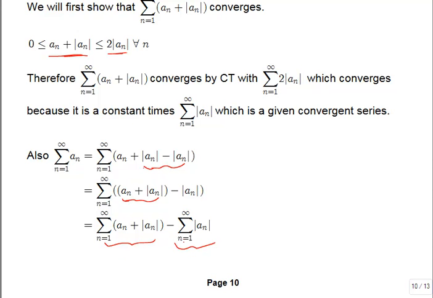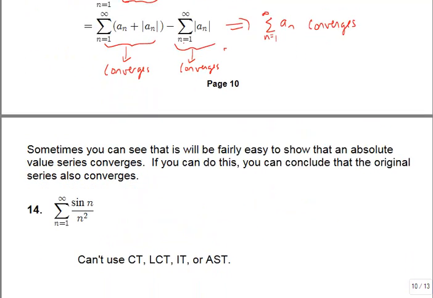Now we just showed that this converged by that direct comparison test, and we already know that this one converges because that was the assumption we were making. So if you have 2 convergent series, then their difference converges as well. So therefore, the original sum of a sub n, which was equal to all of this stuff, must converge also. Okay? All right.